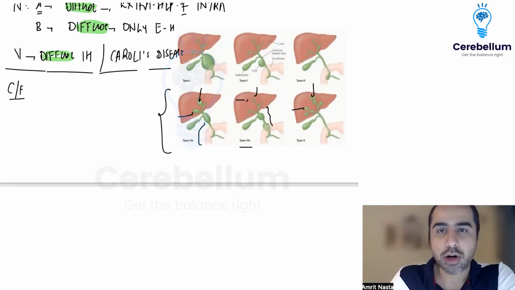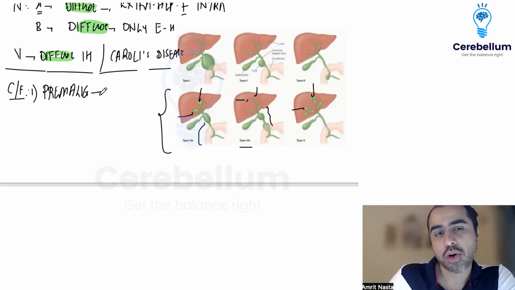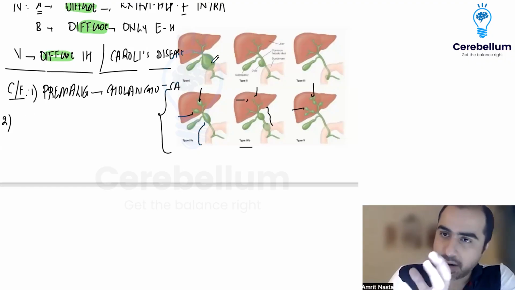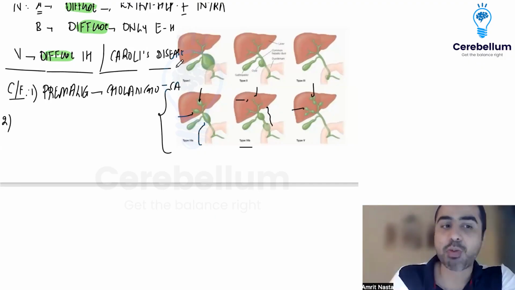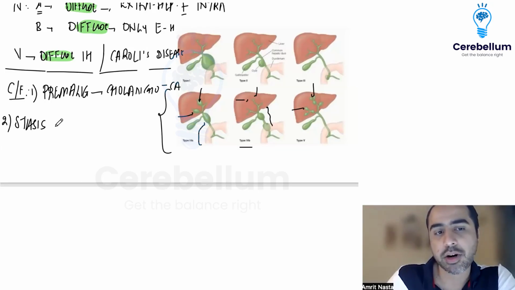So there are 2 problems. The first one is it is pre-malignant. So it can give rise to cancer of the bile ducts, which is called cholangiocarcinoma. Bile duct cancer, cholangiocarcinoma. Second thing is, because of the dilation, there can be stasis of bile, and because of stasis of bile, the person can get obstructive jaundice.